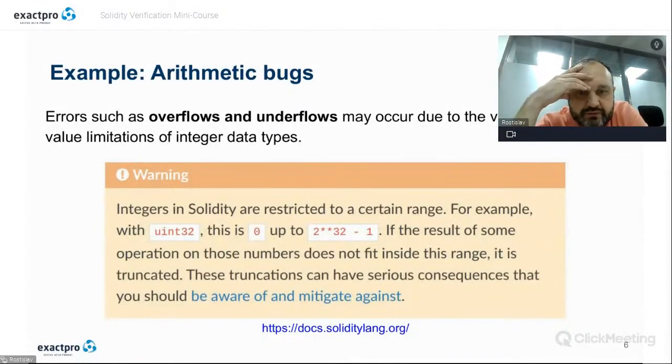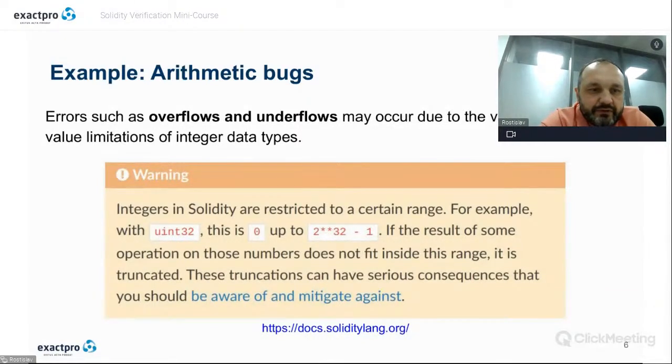And on this slide, you see a screenshot from the Solidity docs with an explicit warning that integers in Solidity are restricted to a certain range. So in your intuition, you always think of an integer as a variable which can have any value, like 1 is okay, 10 is better, 5,000 is possible, and 10 million is okay. But in real applications, you always have some restriction.